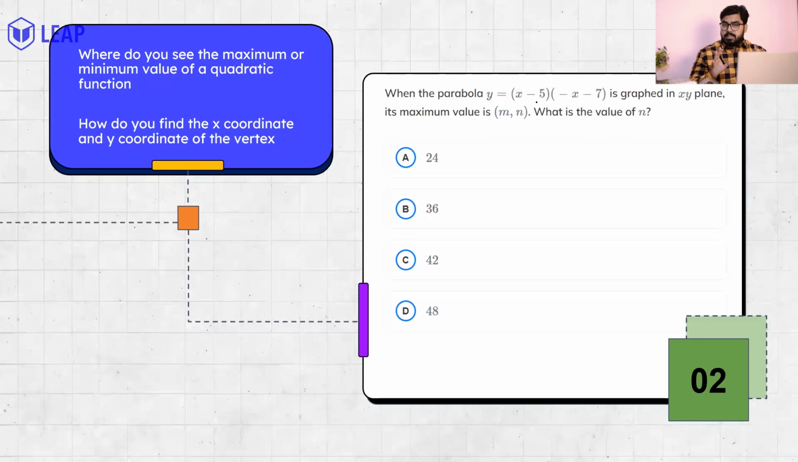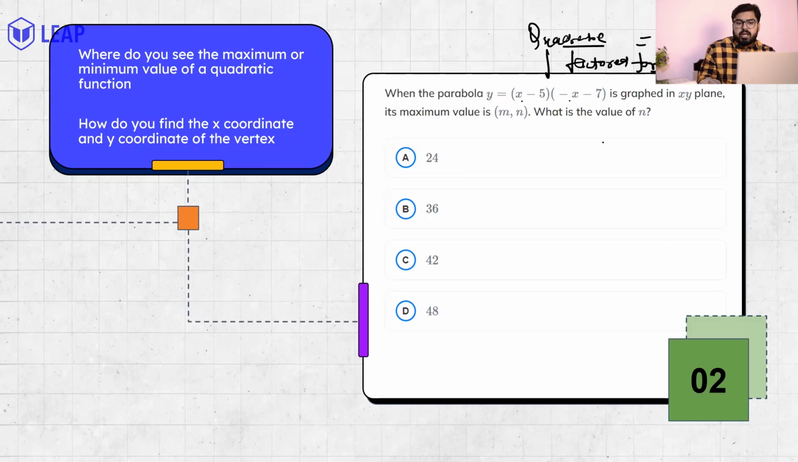Now, as I said, looking at the equation, you have to identify what kind of equation it is. It's a quadratic equation. Why is it a quadratic equation? Because when you multiply x with minus x, you get minus x square. So square is there, right? So it's a quadratic. Now, this is given to you in which form? This is given to us in the factored form, because the factored form is like y equal to a times x minus x1 and x minus x2.